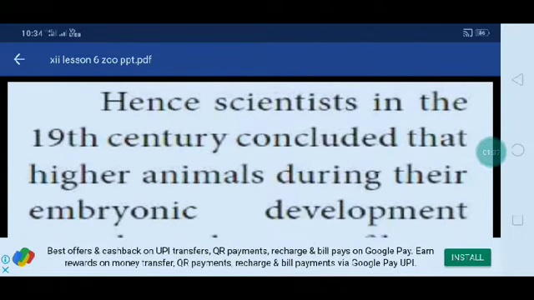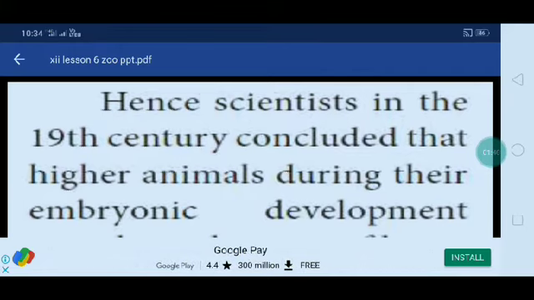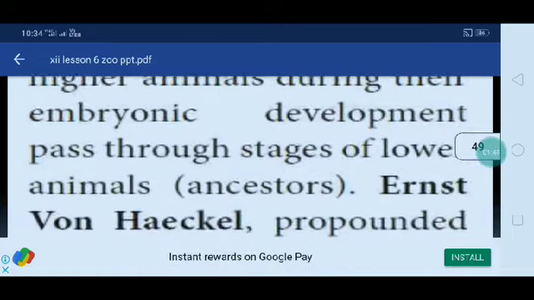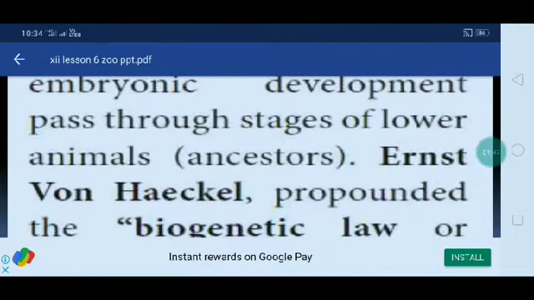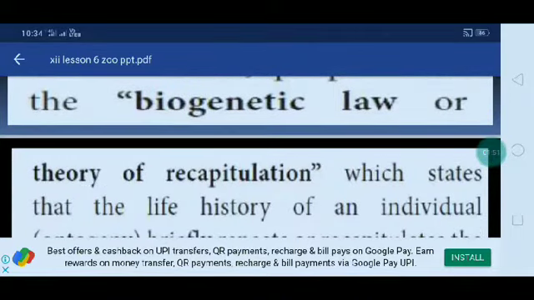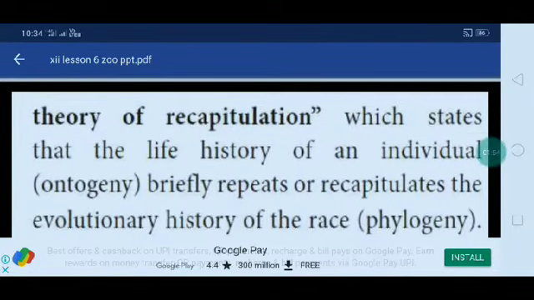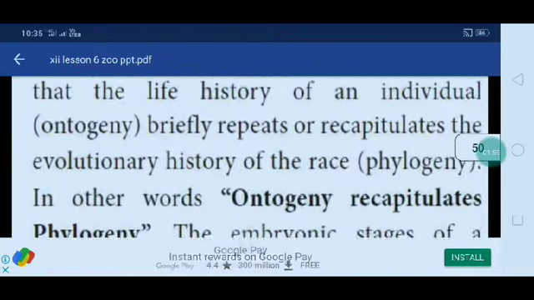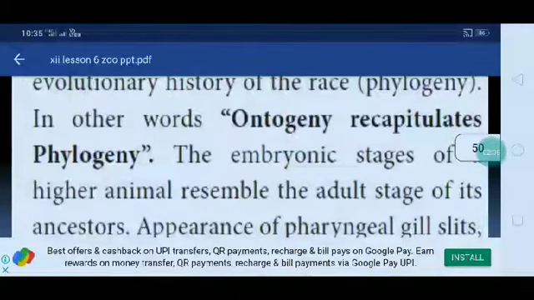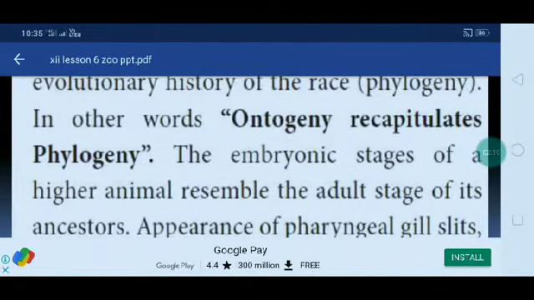Hence, scientists in the 19th century concluded that higher animals during their embryonic development pass through stages of lower animals' ancestors. Ernst von Haeckel propounded the biogenetic law or theory of recapitulation, which states that the history of an individual briefly repeats and recapitulates the evolutionary history of the race. In other words, ontogeny recapitulates phylogeny. The embryonic stages of the higher animal resemble the adult stage of its ancestors.